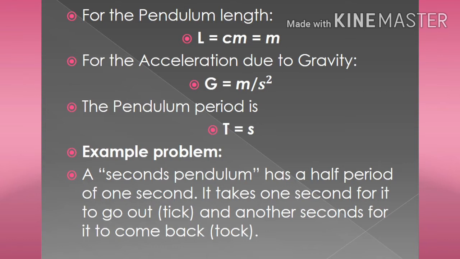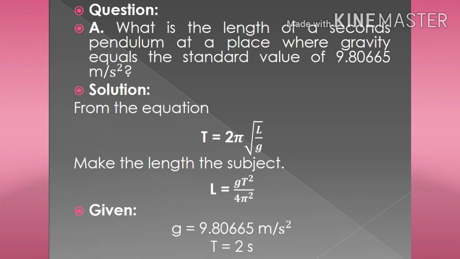It takes 1 second for it to go tick and another second for it to come back tock. Question A: What is the length of the second pendulum at a place where gravity equals the standard value of 9.80665 meters per second squared? Here is the solution. From the equation T is equal to 2π square root of L over g, make the length the subject. L is equal to g T squared over 4π squared.